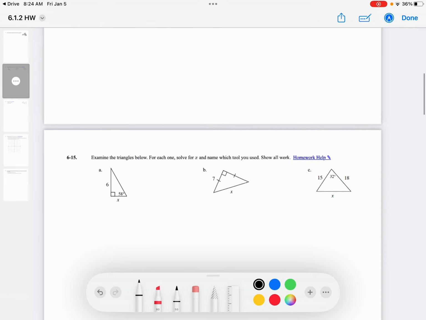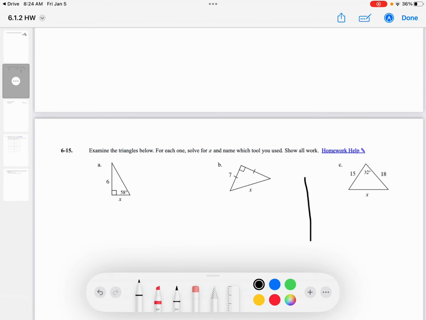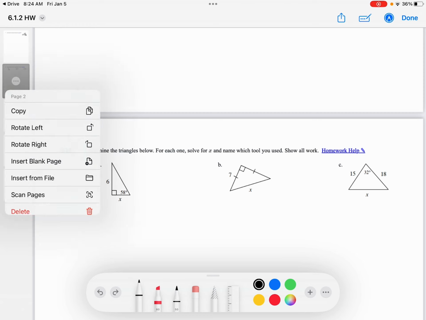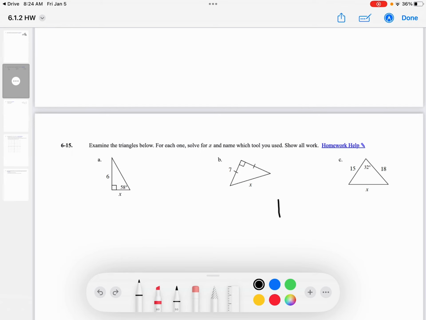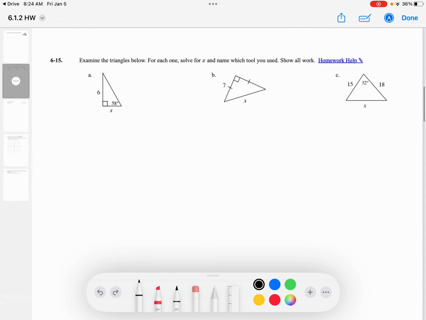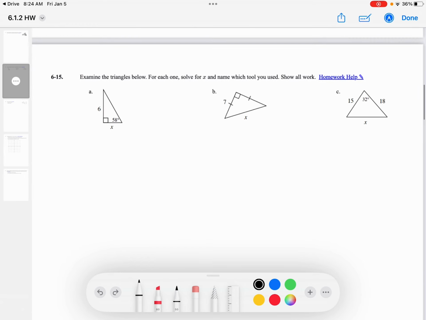All right, let's zoom back out now and look at problem 615. Examine the triangles below. For each one, solve for x and name which tool you used. Show all work.